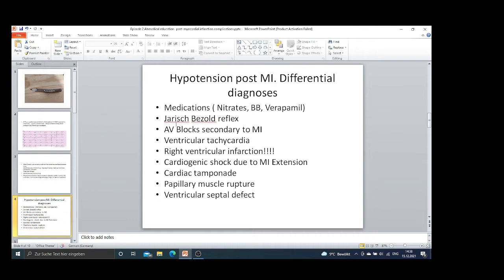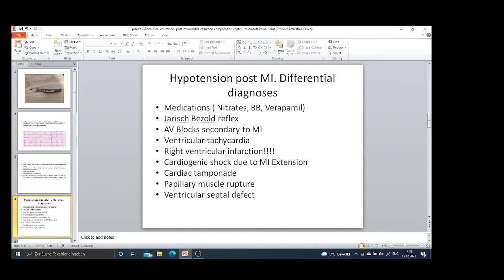The third possibility in this case, bradycardia and hypotension, is AV block. So AV block secondary to myocardial infarction, whether it is first degree, second degree, or third degree. Now, 5% of patients with inferior wall myocardial infarction may develop AV block or third degree AV block. So this is also important.